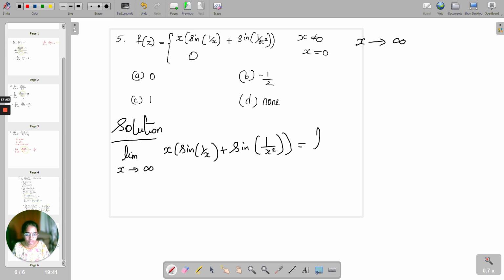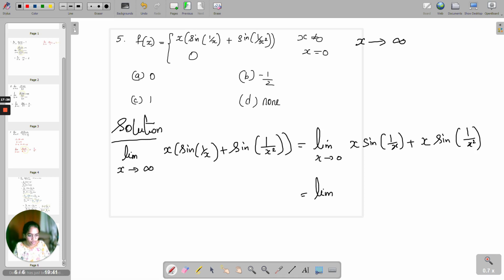Yes, I can write it as limit x tends to infinity of x sine of 1 divided by x plus x sine of 1 divided by x square. Okay, this is infinity, right? I have here x sine of 1 divided by x.